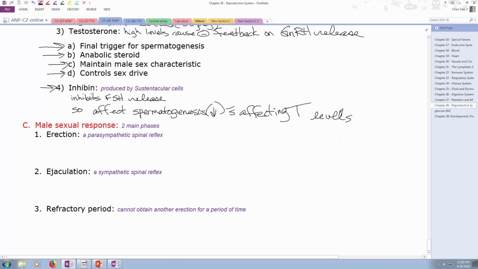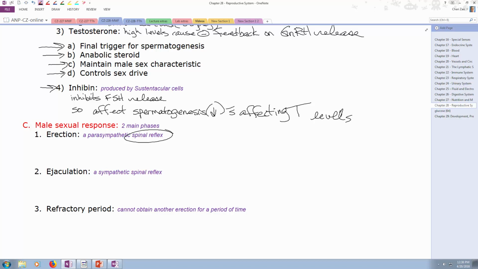Male sexual response. Two main phases here, erection and ejaculation. Erection is a parasympathetic and, interestingly, spinal reflex. So once it's started, this is a reflex. It will actually complete its action. And it's the parasympathetic nervous system that is responsible for this.